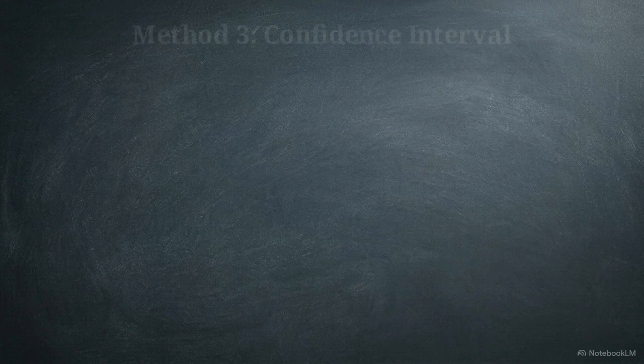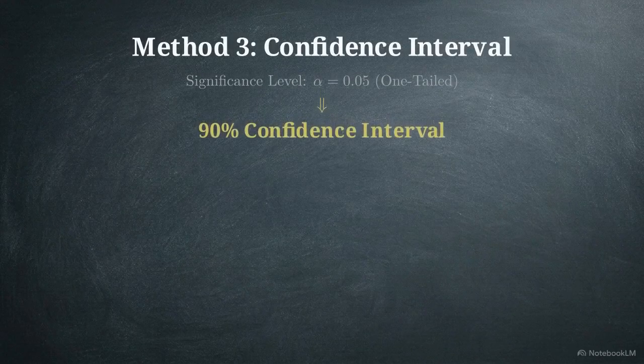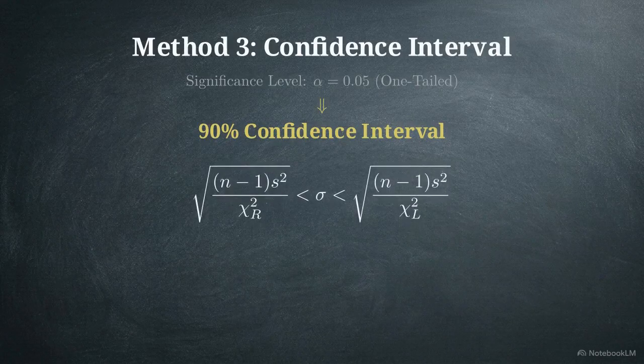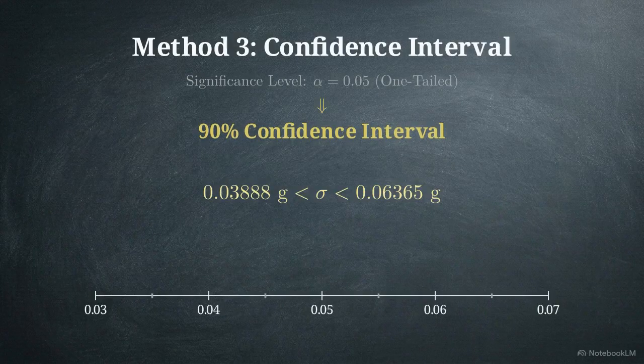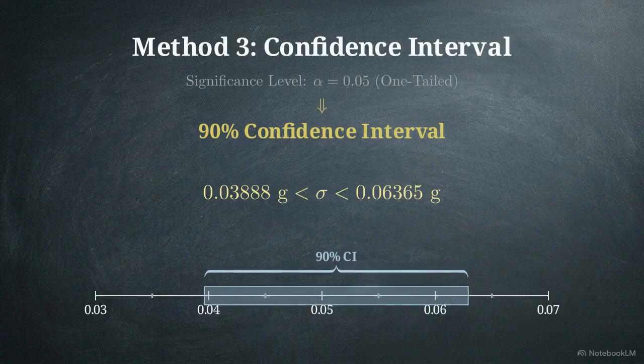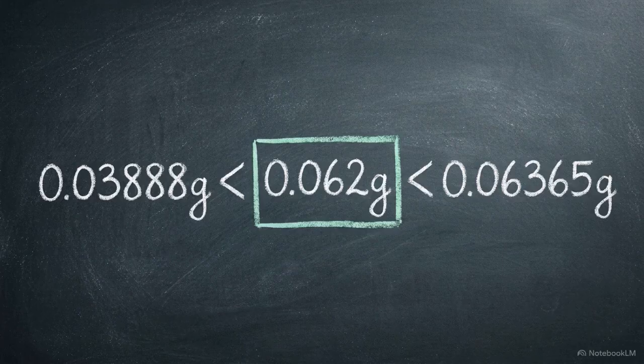For Method 3, we construct a confidence interval. A one-tailed test at a 0.05 significance level requires us to construct a 90% confidence interval to match. Processing the sample data generates a confidence interval indicating the true population standard deviation is between 0.03888 grams and 0.06365 grams. When we analyze this result against our initial baseline, the historical standard deviation of 0.062 grams falls directly inside this range. This explains why we cannot support the claim.